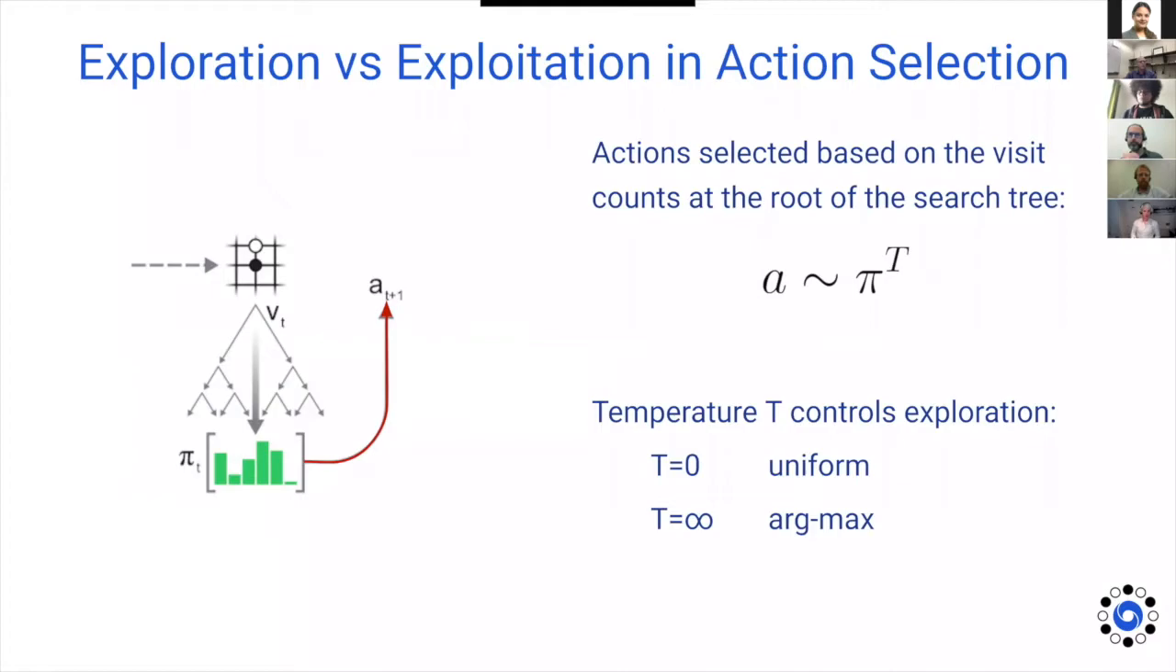The other part is about exploration and exploitation when we actually select actions and apply them to the environment. The distribution of visit counts generated by the search is a distribution over actions that we can sample from. And we can apply a temperature to this distribution to control how uniform versus how greedy we want to be. And this is also essential to ensure that we don't always generate identical trajectories, that we have diversity in our trajectories. So in practice, during training, we want to explore with some non-infinite temperature here.